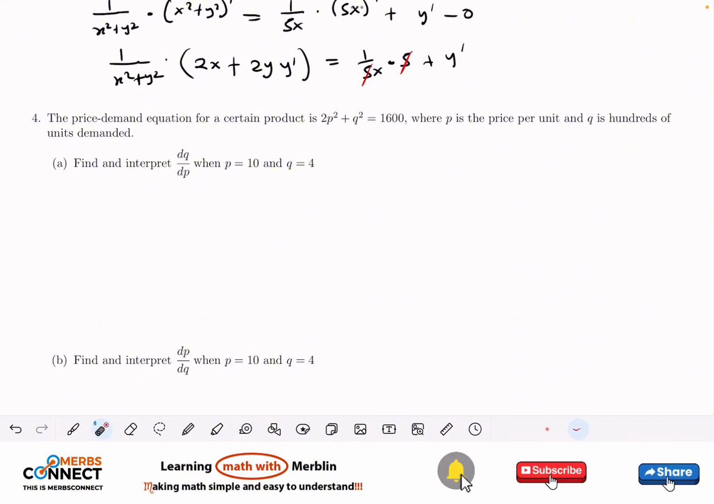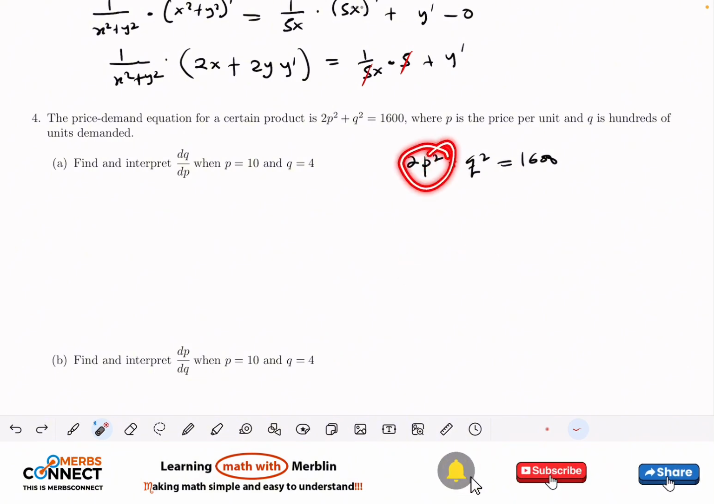So since we need the dq over dp, we just need to differentiate this. So 2p squared plus q squared is equal to... So one thing about Math 2 is that when they change the variable from x to any other variable and y to any other variable, you don't need to get confused. Just look at them as x and y, the same thing, and then do what you want to do. Now we are differentiating the function with respect to p. So it means that you can look at this function here as like 2x squared.